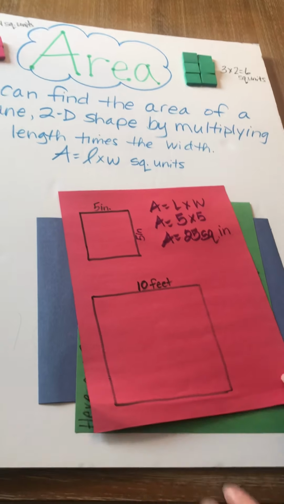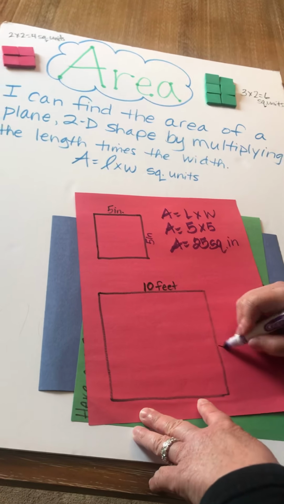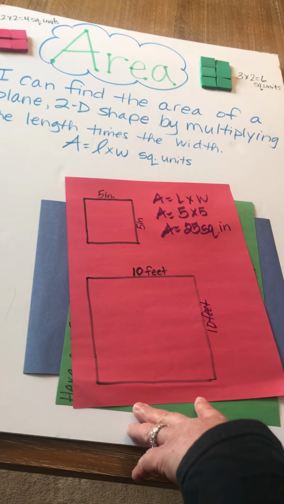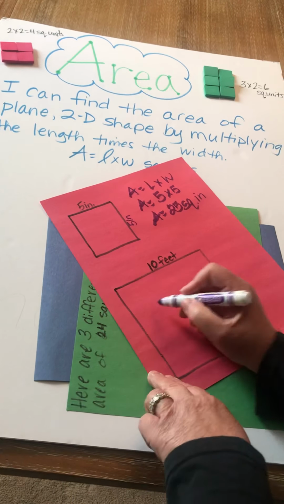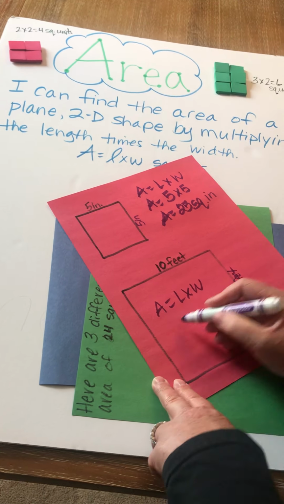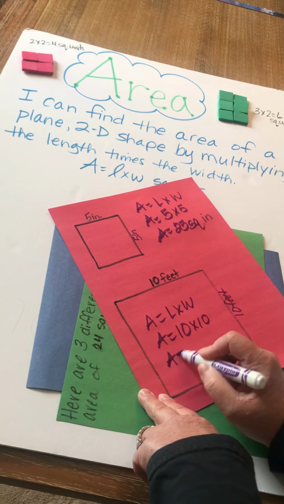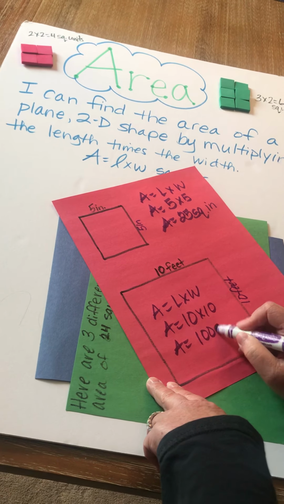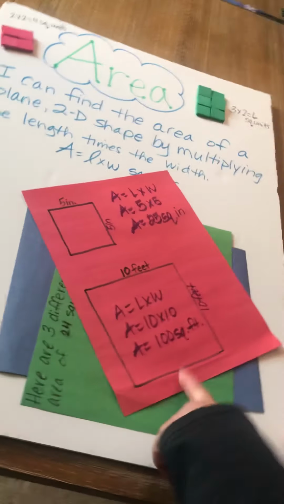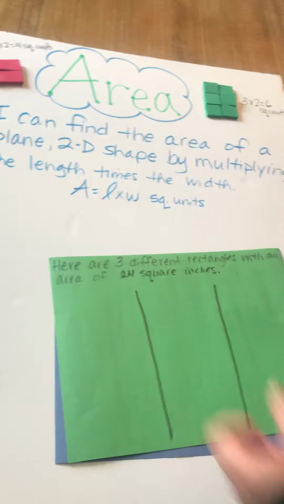The next one, 10 feet. If this side is 10 feet, the adjacent side is 10 feet, because we know a square has 4 equal sides. Again, the formula: area equals length times width. Area equals 10 times 10. The area equals 100 square feet. Pretty basic. What if we tried this?